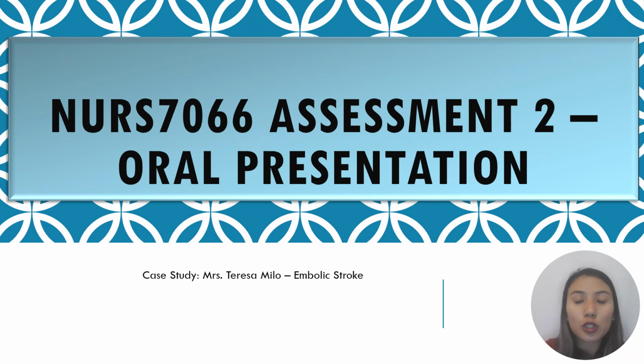Before that, I'm going to talk about the embolic stroke. An embolic stroke occurs when a blood clot or plaque fragment, commonly from the left atrium during atrial fibrillation, travels to the cerebral circulation, blocking an artery and depriving brain tissue of oxygen and glucose. The result is acute cerebral ischemia and neuronal death within a minute if perfusion is not restored.